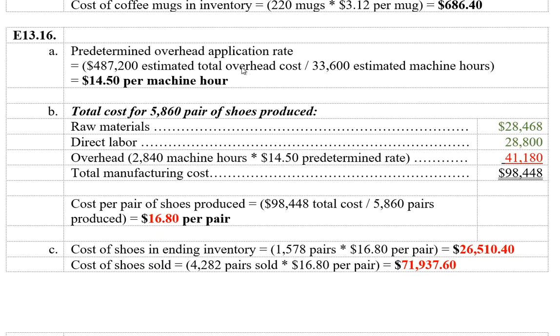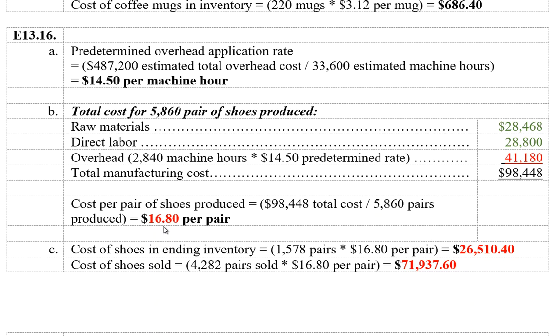And I want you to realize too that this total overhead cost estimate and these estimated machine hours are not actual. They are estimated. That means they're coming up with these numbers based on experience. So I put in green here the raw materials and the direct labor because they give you those numbers. And then overhead is calculated based on that $14.50 machine hour. And you got to calculate this number here to get the total manufacturing cost. And if you take that cost and divide it by the number of pairs that are produced, then you get a cost per pair.